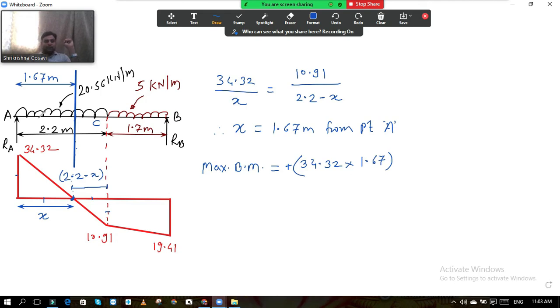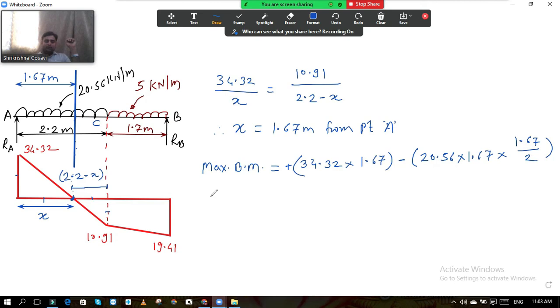Next is this UDL. The intensity of this UDL is 20.56. What is the length of this UDL? You should not take it as 2.2. Now we are considering the left hand side of the section, so the distance remaining is 1.67. So it is minus, as it is moving down, 20.56 into 1.67. This is the conversion of UDL into a point load, and it will act at the center, so the center means again 1.67 divided by 2.